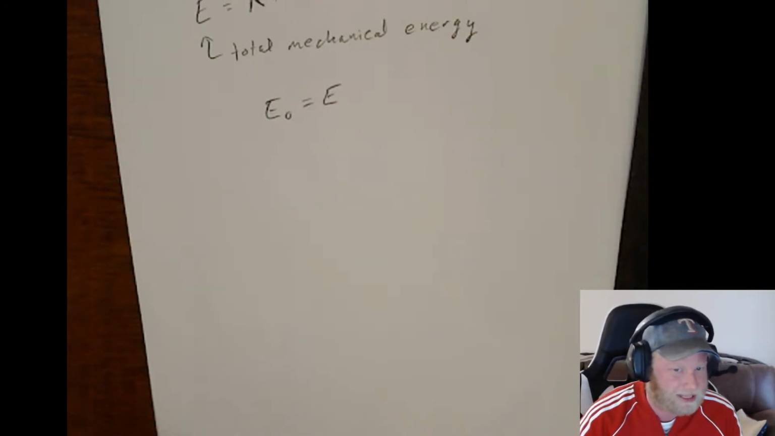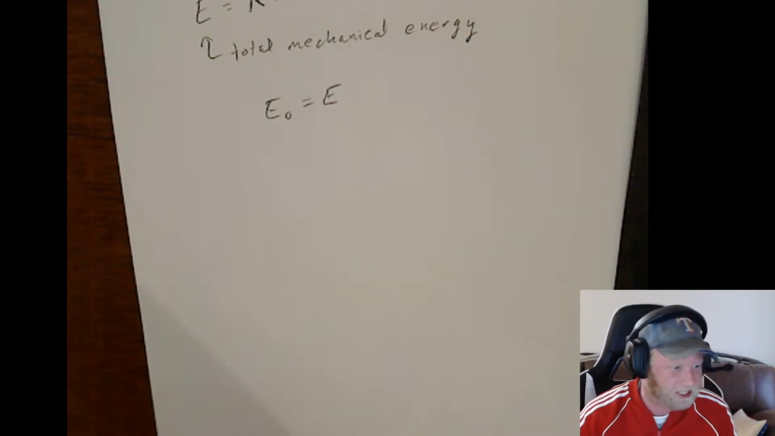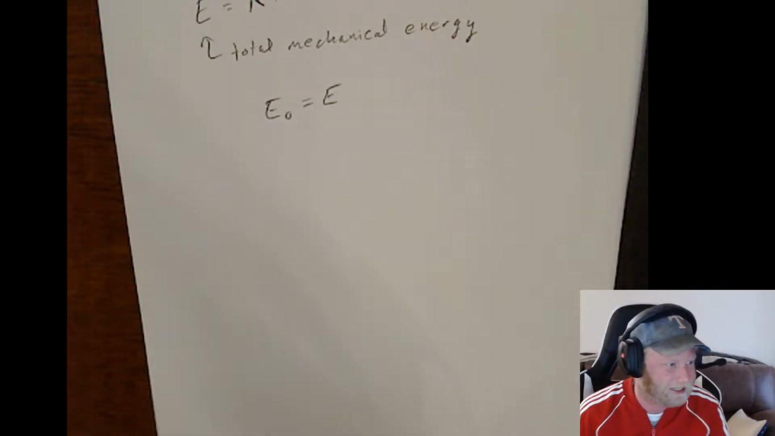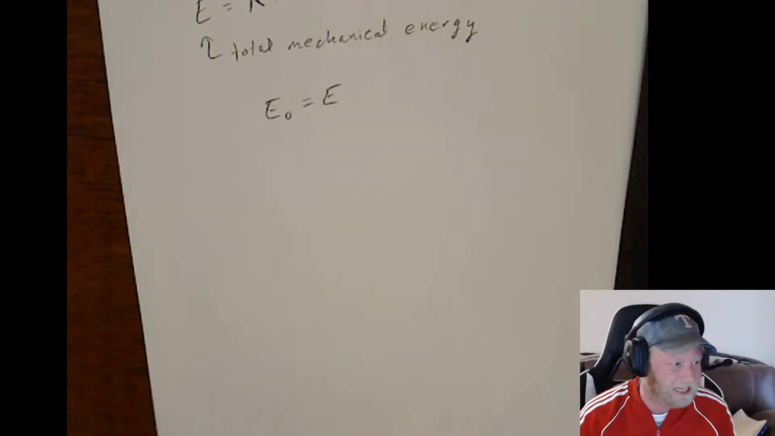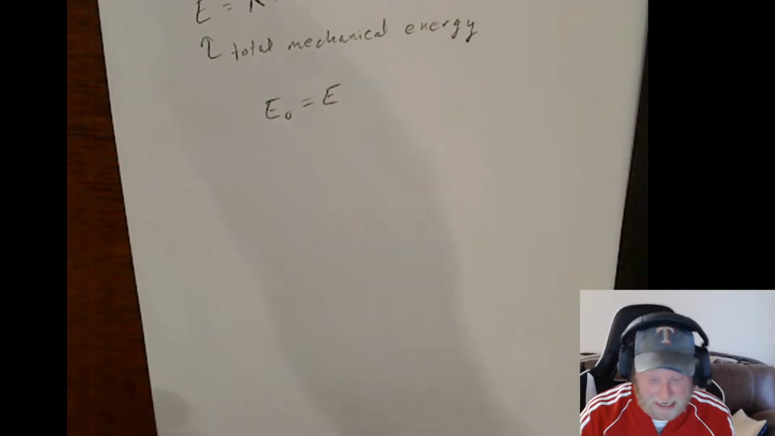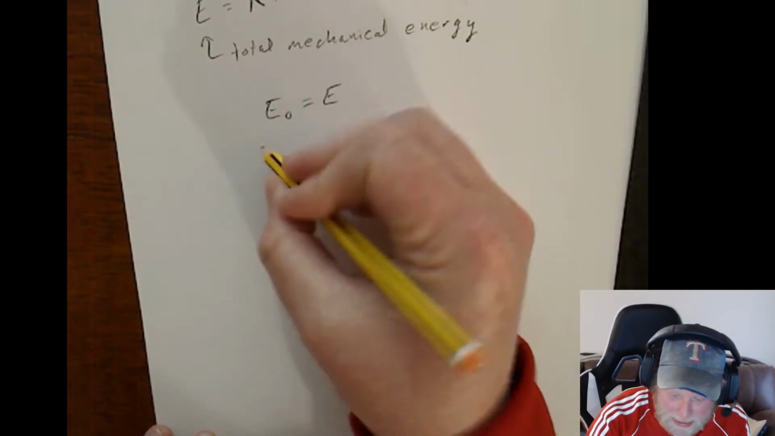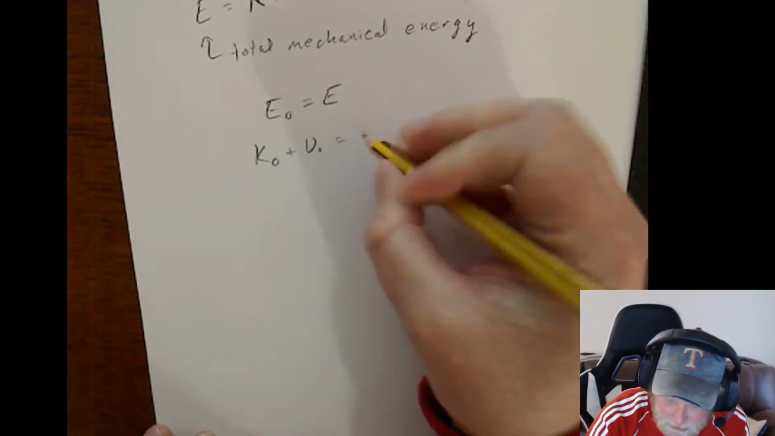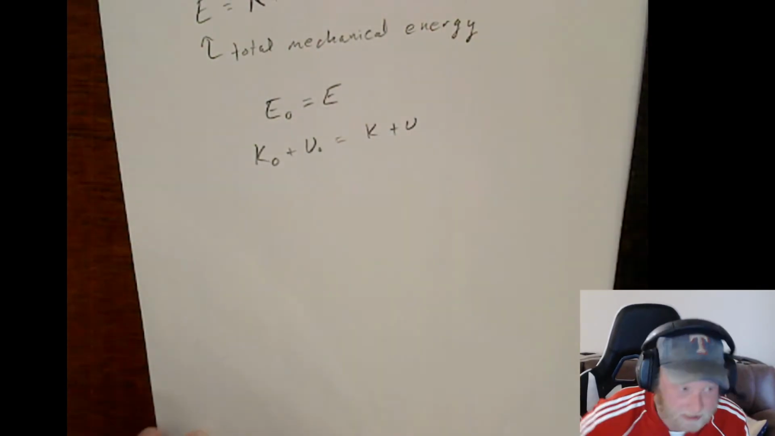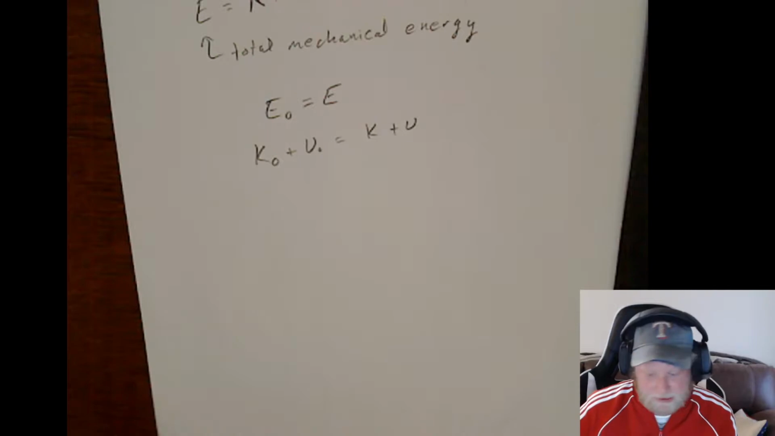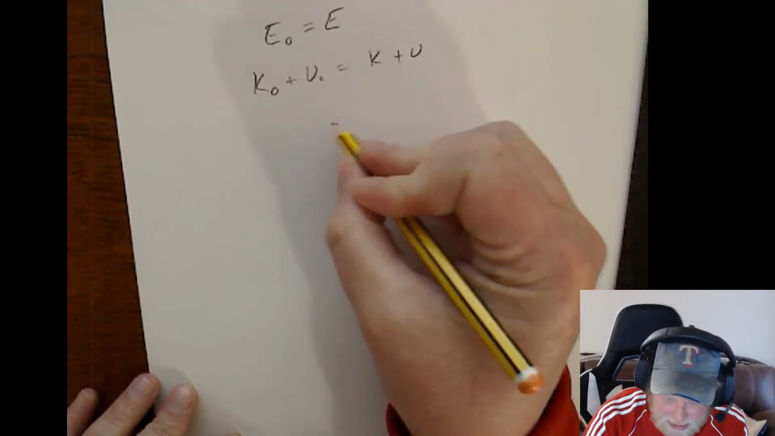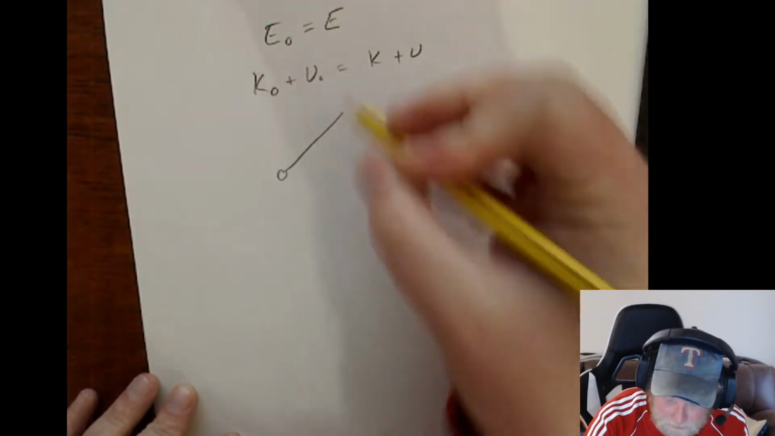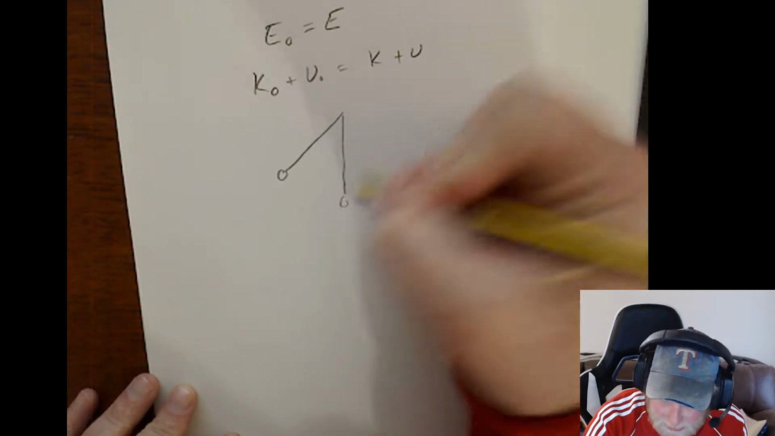Now, that doesn't mean that your individual energies can't change. Potential can become kinetic, kinetic can become potential, but that total energy needs to remain identical. So, if we want to expand on this, our initial kinetic plus our initial potential is equal to our final kinetic plus our final potential. Let's take, for instance, a pendulum, and we'll draw three different stages of the pendulum's trip.